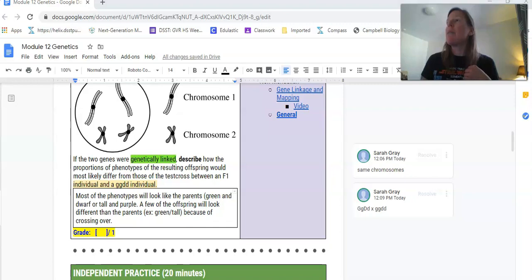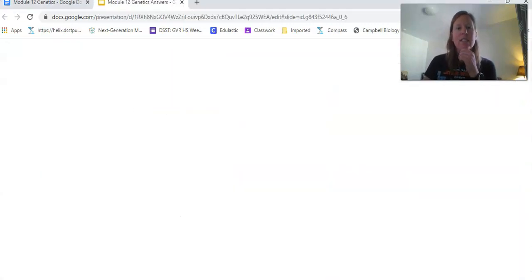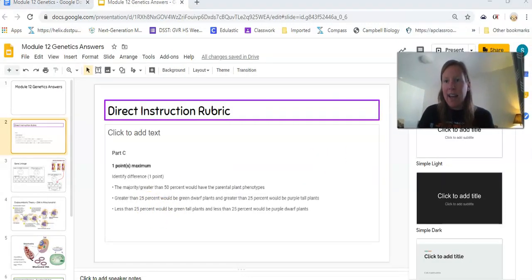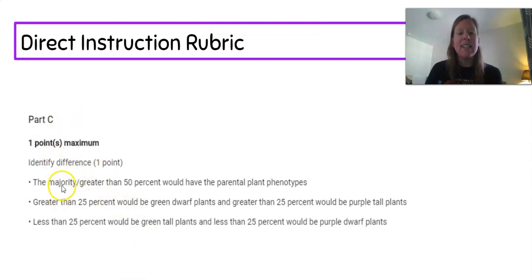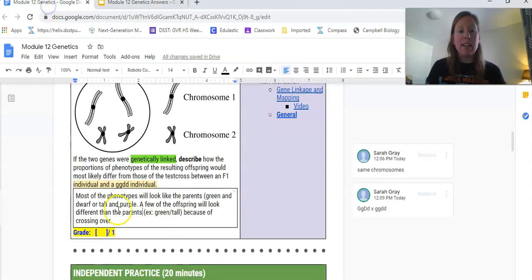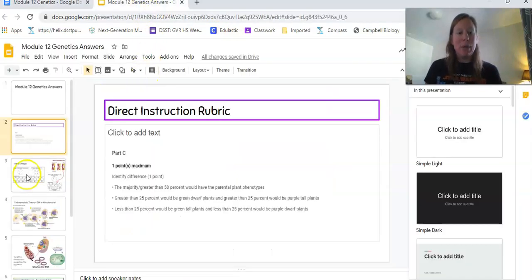So I'm just going to check my answers to see if that is correct. And in fact, it does. It says that a majority, or greater than 50%, would have the parental plant phenotypes. And I said most would look like the parents. So I have gotten a 1 out of 1 on that. So I'm going to go back to here and give my score 1. Yes, I've passed AP Biology. Just kidding, if only it were that simple.